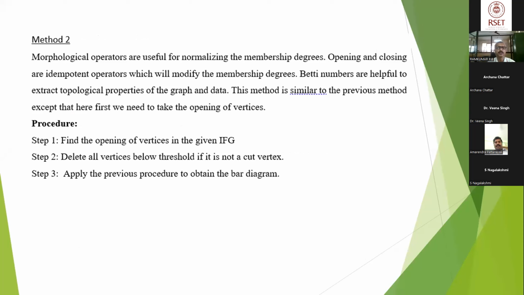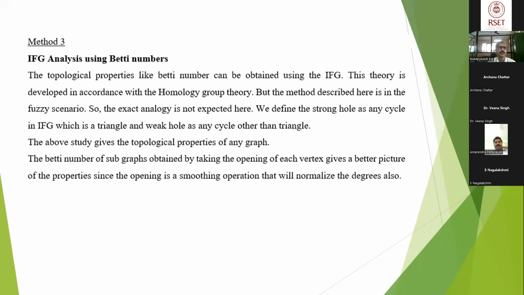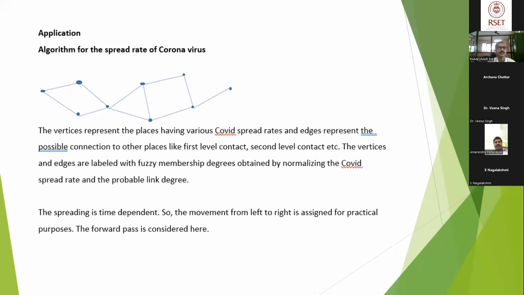Here we use opening. Then you find the directed indulgency fuzzy graph, and then the minimum spanning tree. Then you find the bar diagram. The next one is the third method, using Betti numbers. Then we have an application: an algorithm for the spread rate of coronavirus.